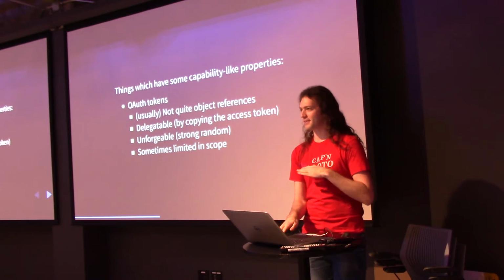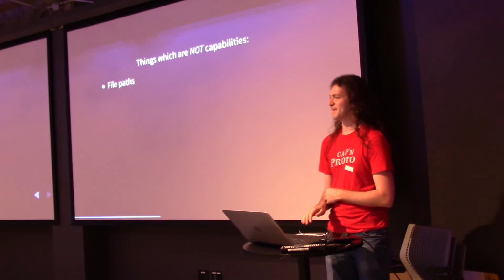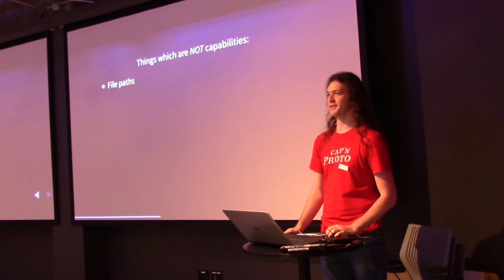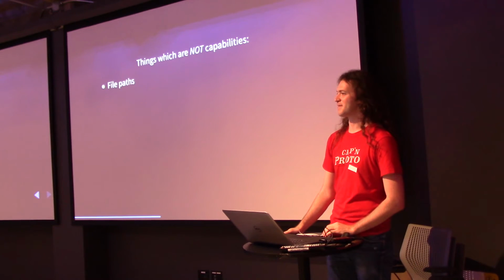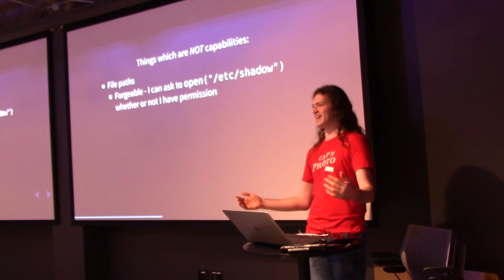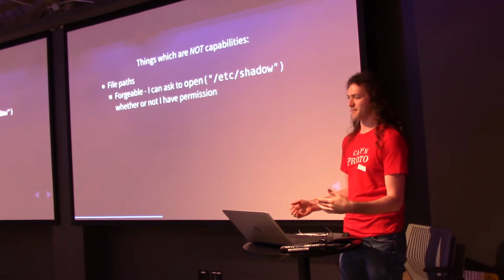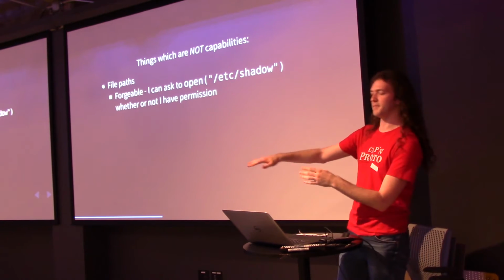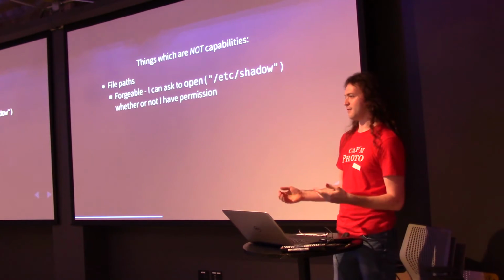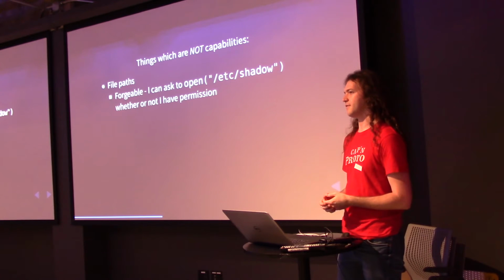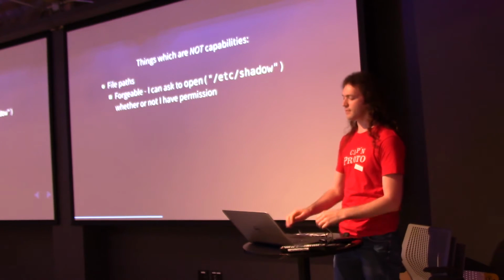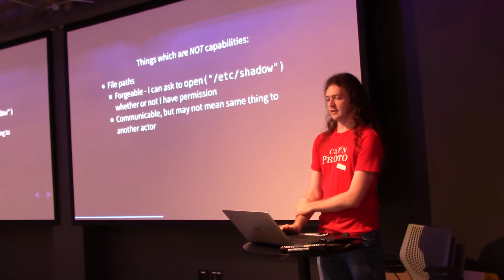Let's talk about some things which are definitely not capabilities. File paths. File paths are perhaps the root of all file path traversal vulnerabilities. They are forgeable. Anyone can name any file, and it means the same thing to everyone, unless you're using file system namespaces or something like that. But I can ask to open /etc/shadow whether or not I have permission, and something has to decide whether I should be allowed to read or write it.